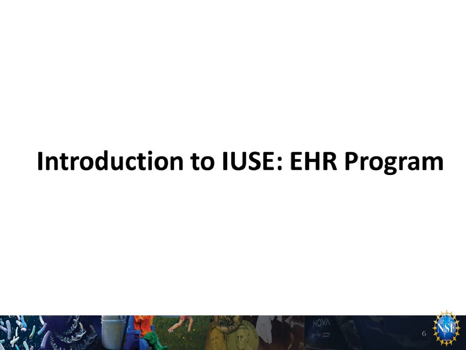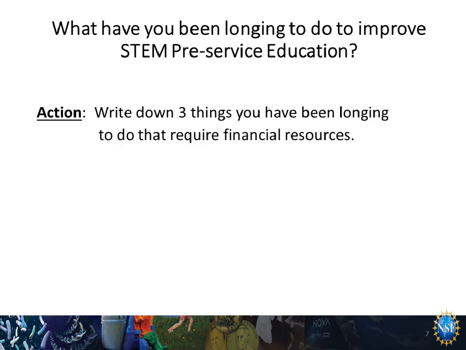So let's talk about the Improving Undergraduate STEM Education program. Think about what you have been longing to do to improve STEM pre-service education. Write down 3 things you've been longing to do that require financial resources. Now, if you prefer to write with an old-fashioned pen or pencil on paper, go for it. If you prefer to type in your computer or your iPad or your cell phone, do that. But actually write down 3 things that you need funding to do.